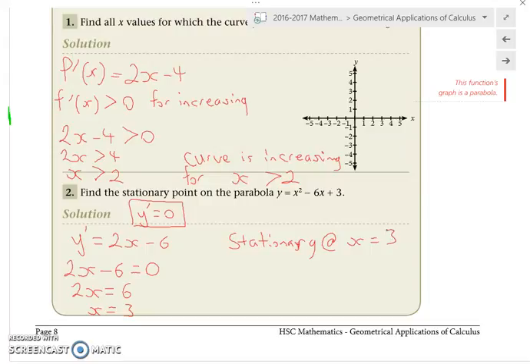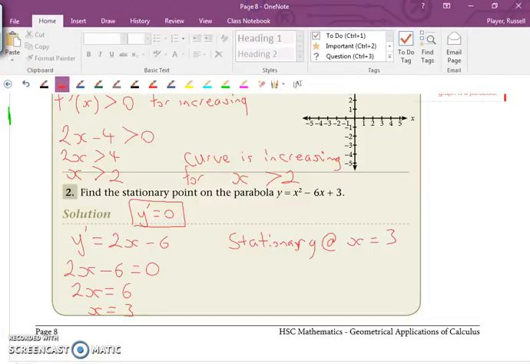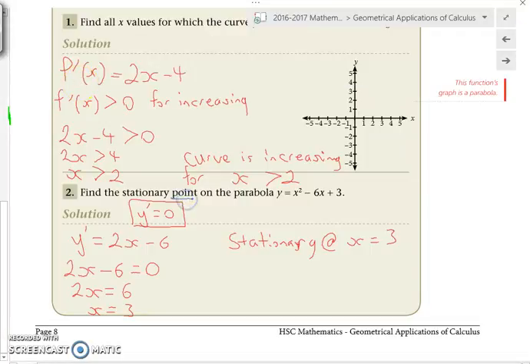Well done. When it says point, as soon as it says point, you know you need an x and a y coordinate. Otherwise, all we've got is a line, x equals 3. We need the point. So it's stationary at x equals 3, so sub in 3, so y equals 3 squared.